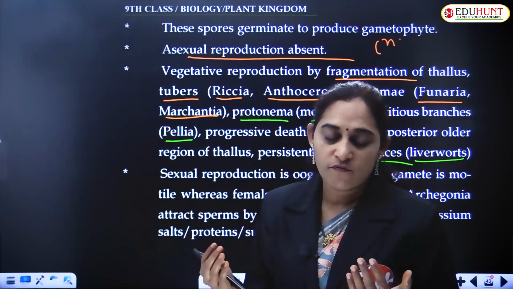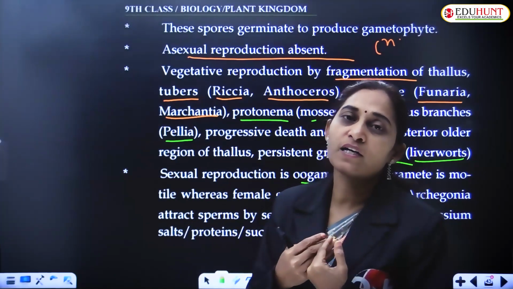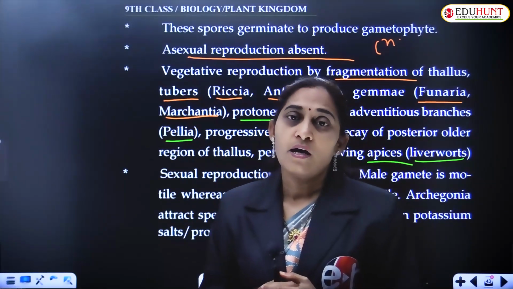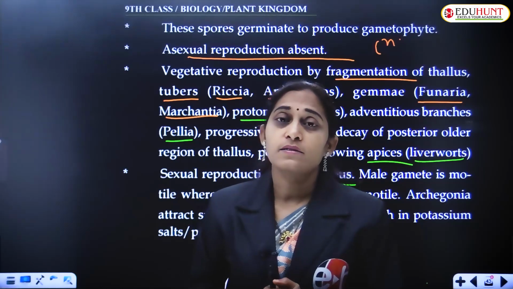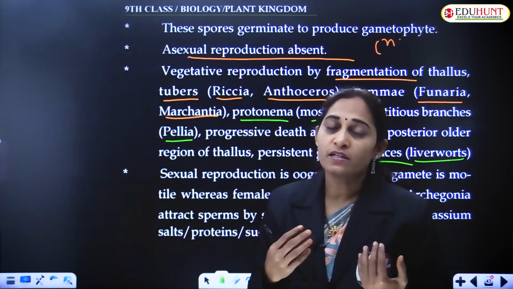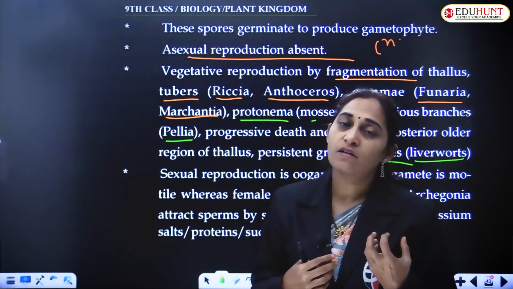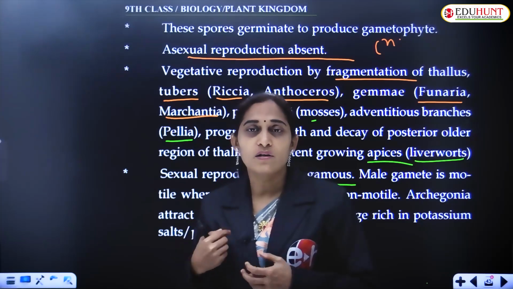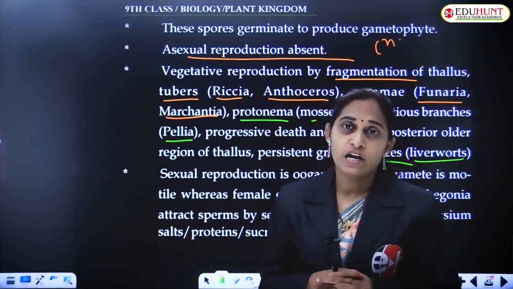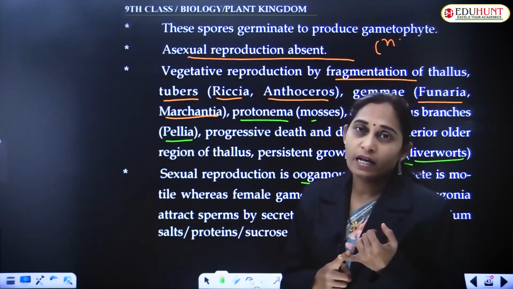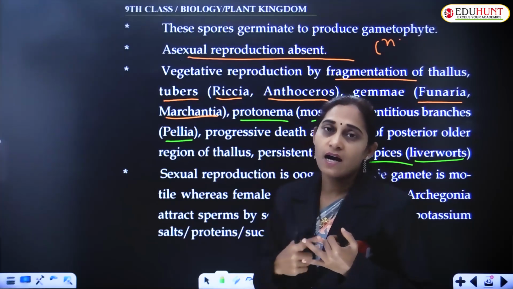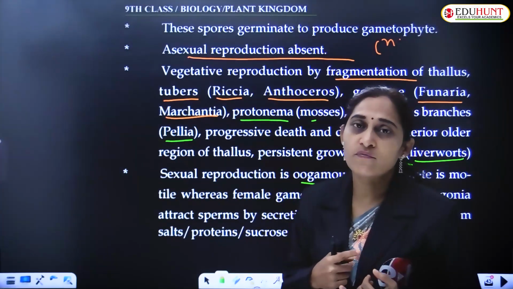In isogamous, the fusing gametes are similar in all aspects. In anisogamous, the fusing gametes are dissimilar: one is larger and the other smaller. And in the oogamous type, one is motile, called the male gamete, and the other is non-motile, called the female gamete.